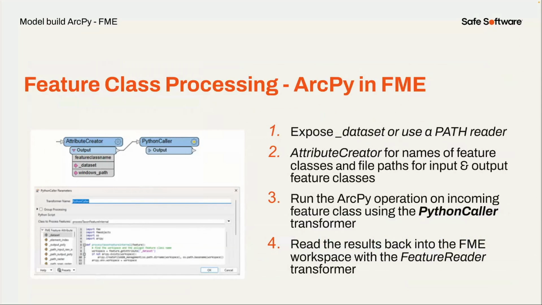And my learnings here were, in order to do feature processing within the PythonCaller, you need the dataset or the path to that feature class, as well as perhaps some other attributes which you can obviously create on the fly that help you orchestrate the full flow into the PythonCaller. And after the processing has happened in the PythonCaller, you can read it back with a workflow transformer such as the FeatureReader. So this was the work in FME.